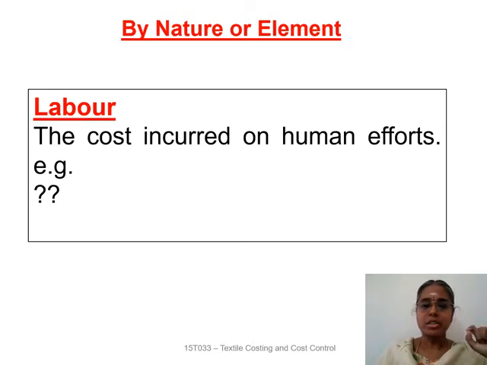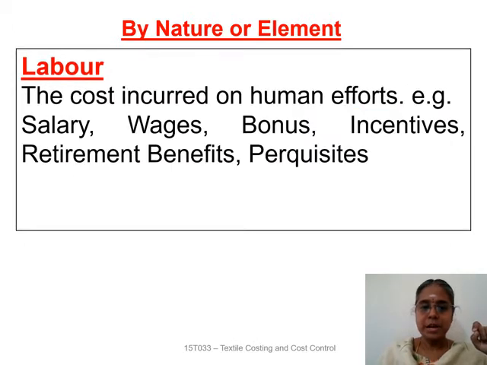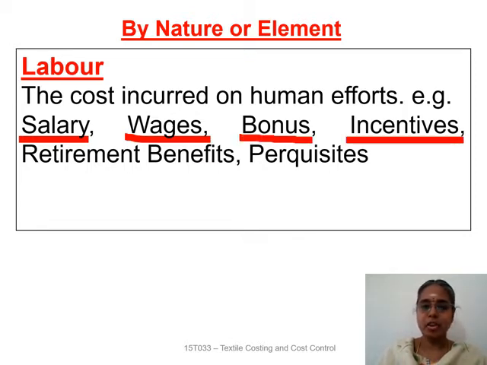Next, labor cost. The cost that is incurred on human efforts. Physical substance is material. Human efforts is labor cost. So examples for labor costs are salary and wages. Salary is for employees who are permanent. Wages are for employees who are not permanent. Then bonus, incentives for their performance. Based on their performance appraisal, you give incentives for them.